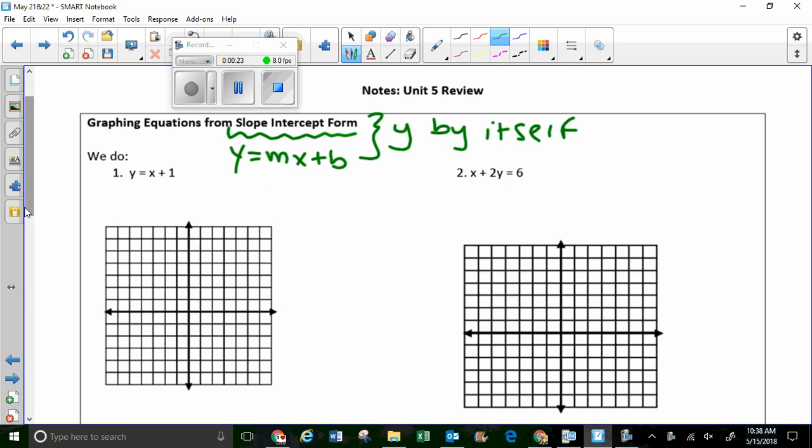So if you look at the first one, y is by itself already. So you can just take the slope, which is the number in front of x, and the y-intercept, which is what you add or subtract to it. So in this case, my slope is 1, my y-intercept is also 1. And I think it's helpful if your slope doesn't have a denominator to add the over 1 denominator, because that helps you see the rise over the run.